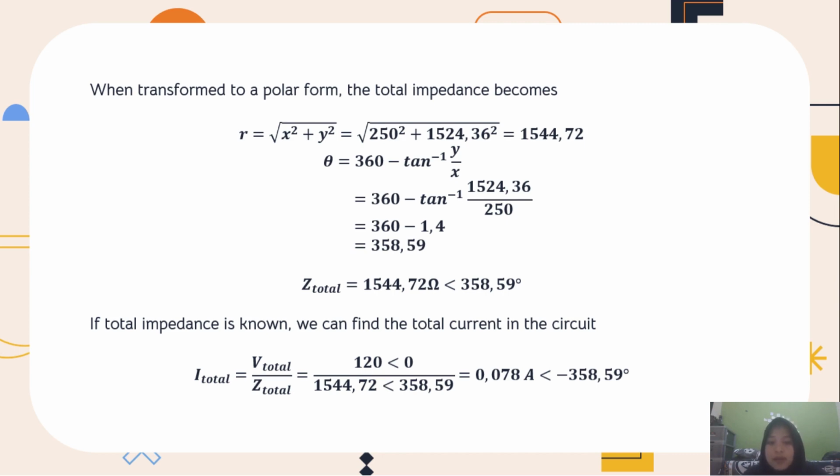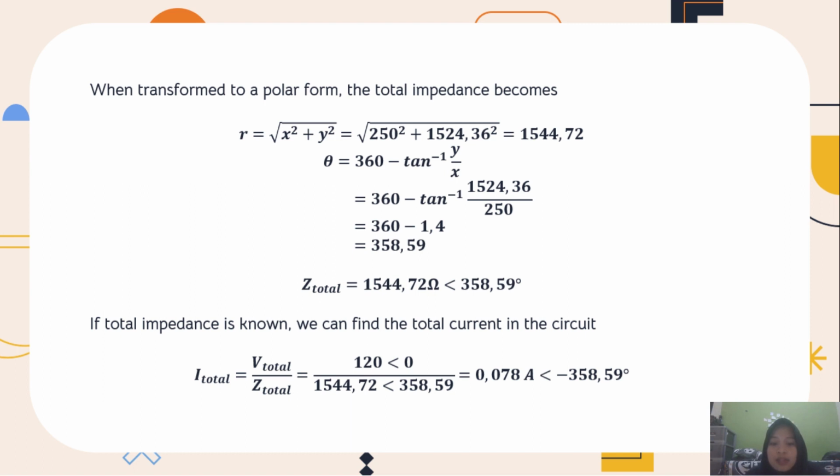When transformed to polar form, the total impedance R is equal to the square root of X squared plus Y squared. We substitute 250 for X and 1524.36 for Y, and the result is 1544.72. For theta, using the formula 360 minus tangent inverse of y over x, we get theta equal to 358.59. So the Z total is 1544.72 ohm at angle theta.